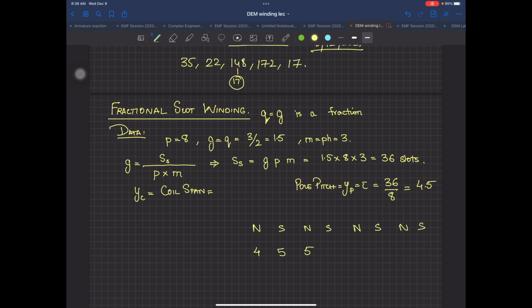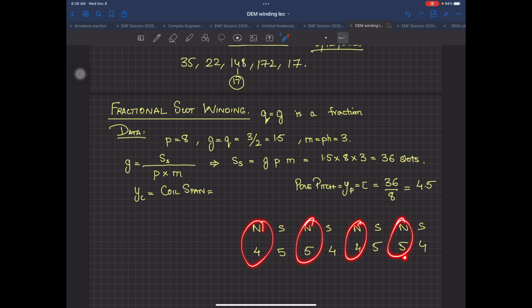then 5 over here, 4 over here. You can see how I'm making the symmetry. And then again 4, 5, 5, 4. Now in front of north pole, add them together: 4, 5, 4, 5. 9 plus 9, 18, which is exactly half of 36.